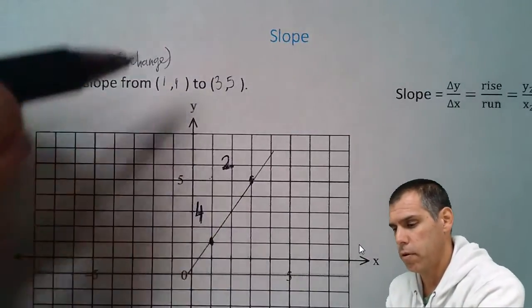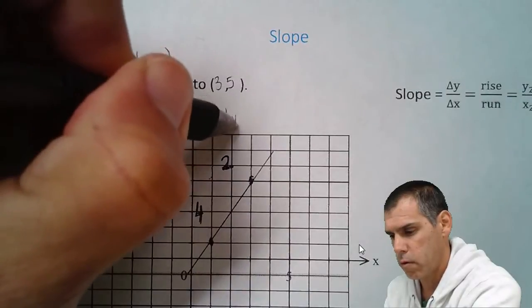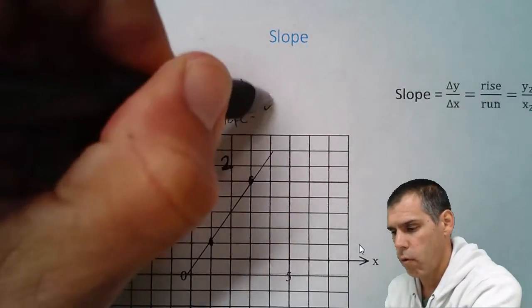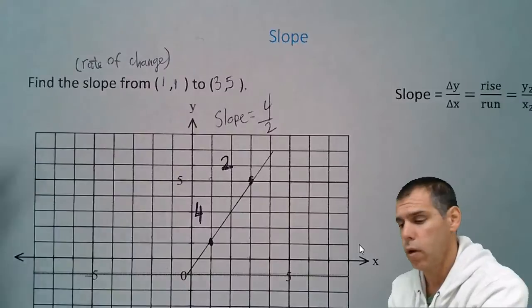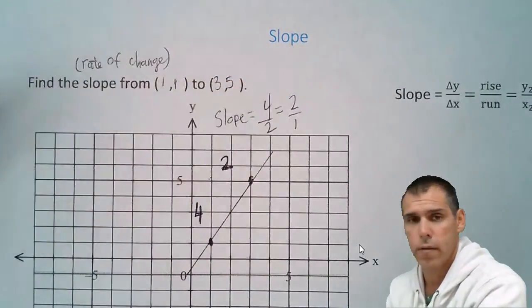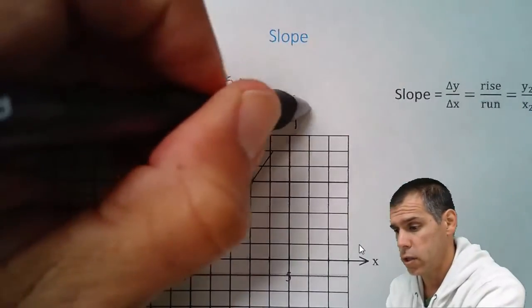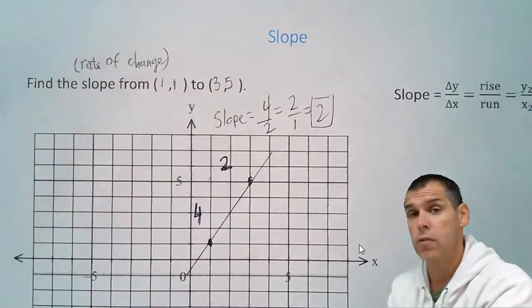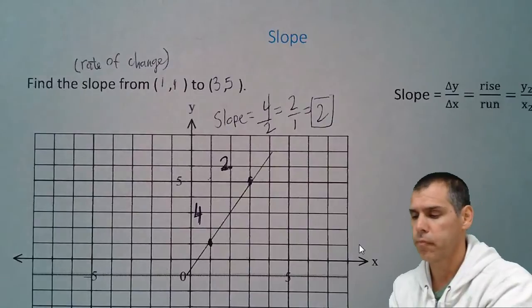And so the slope is the rise, 4, divided by the run, 2. And I could simplify that to 2 over 1. And 2 divided by 1 is just 2. So the slope is said to be 2.